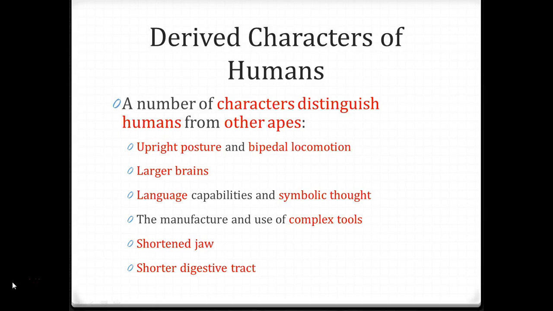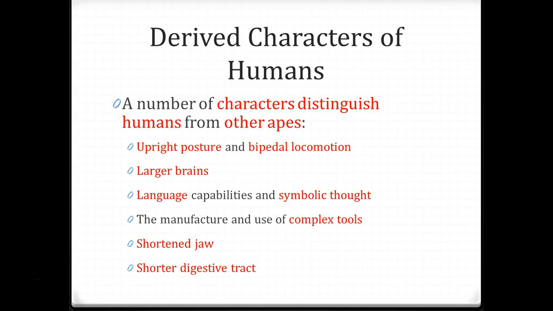We manufacture far more complex tools than any other species. Many species use tools and many can even make them. That includes even birds. But we can make more complex tools than any other species known. We have a much shorter jaw than any other species of ape.